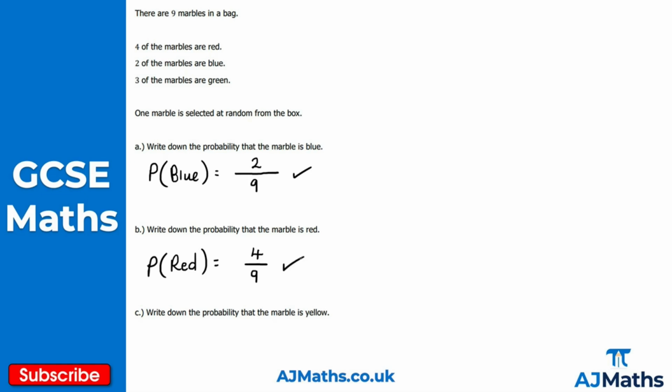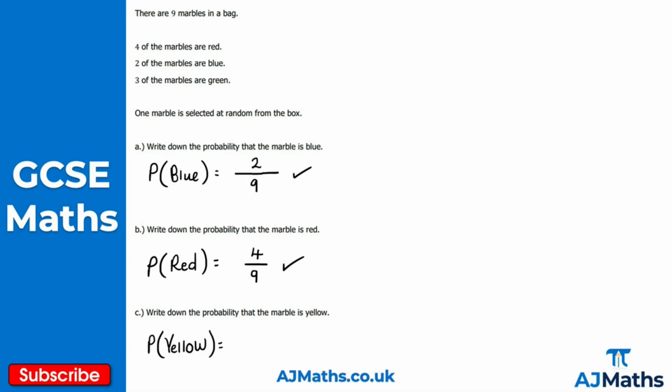And for part C then, we're asked to write down the probability that the marble is yellow. So we're looking for the probability of a yellow marble. Now, part C is a little bit of a trick question because if we look at the actual description of the question, we've got 4 of the marbles are red, 2 of the marbles are blue, and 3 of the marbles are green. Well, 4 plus 3 is 7, plus 2 is 9. So that's 9 marbles in total. But that means we only have red, blue, and green marbles. So there are no possible yellow marbles.